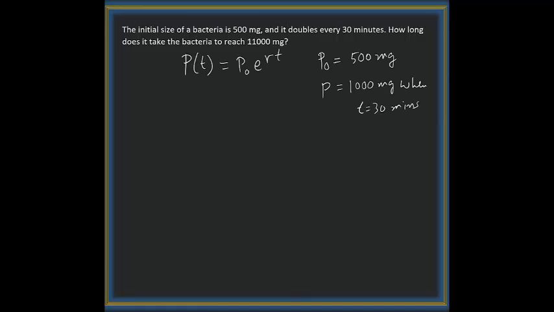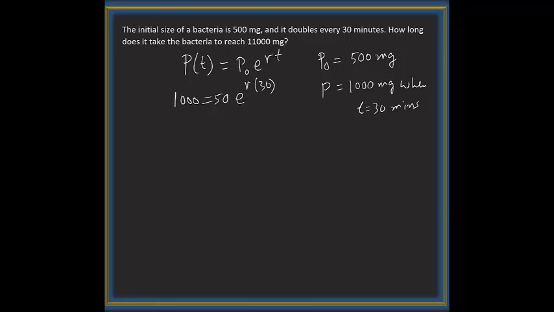So we consider our population model P(t) is P naught e to the rt, where P naught is the initial size, r is the rate of growth, and t is the time. Since in 30 minutes the size will be doubled, if initial is 500, then after t equals 30 minutes the size will be 1000. So then we can just write here 1000 equals 500 e to the r, we don't know, but we know t is 30 minutes.